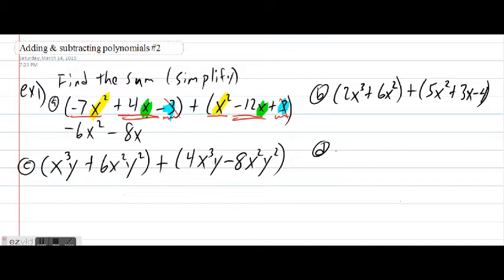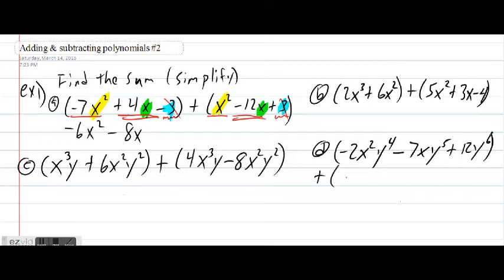And this one, I'm going to run out of room, so I'm going to have to stack them on top of each other. Negative 2x squared y to the fourth minus 7x y to the fifth plus 12y to the sixth, that whole thing, plus 7x squared y to the fourth minus 3x y to the fifth minus 10y to the sixth.